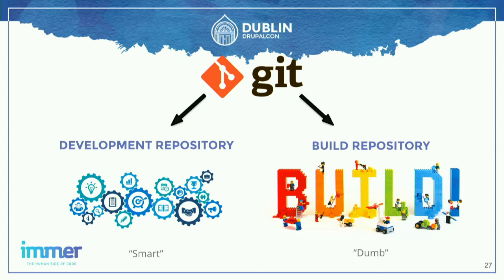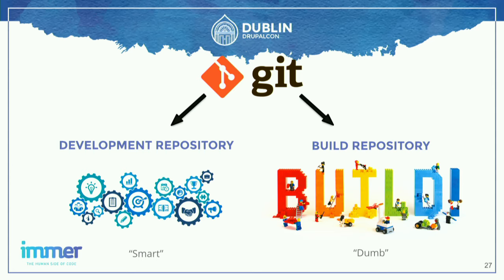But we also have a second repository, which we call our dumb build repository. In that repository, we store the build artifacts of our development repository. So the build repository only contains the compiled CSS files, the minified JavaScript files, and nothing else. So just code to be able to run it on your production server.